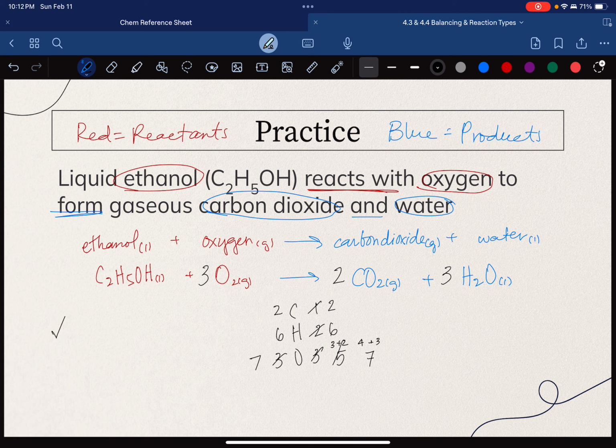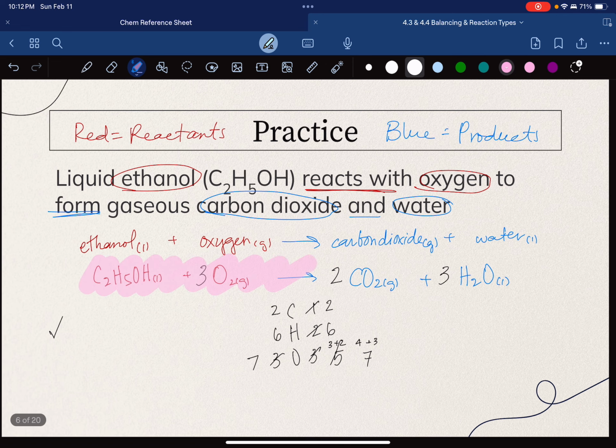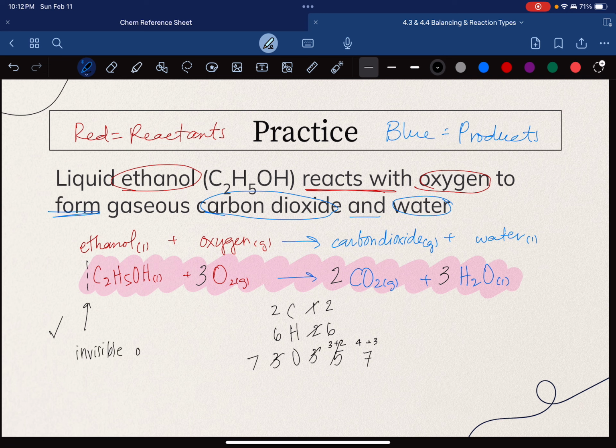And you can write a little check. You can highlight it after. But this right here is our balanced equation, and these coefficients are as small as they can be. There is an invisible coefficient in front of ethanol. It's a 1, right? I wouldn't really write it. There are always invisible ones in chemistry. Let's look at another example.